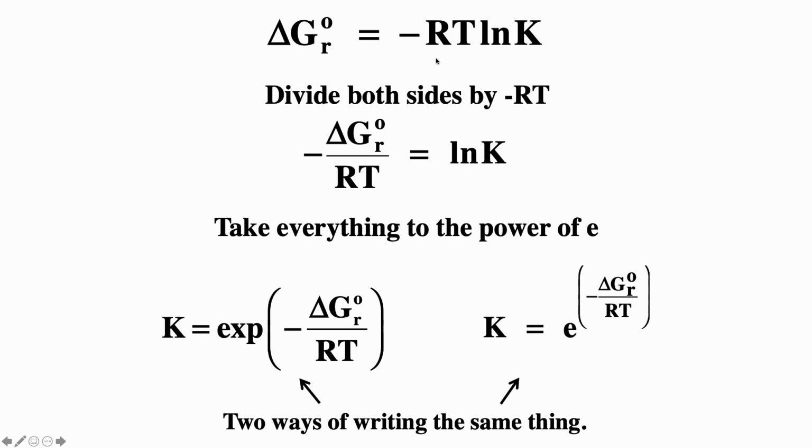Now if we divide both sides by minus RT, we get this. Now if we want to get rid of that natural log, we take everything to the power of E. And so we get K is equal to exp of minus delta G over RT. Now this is just another way of writing K is equal to E to the power of minus delta G over RT.